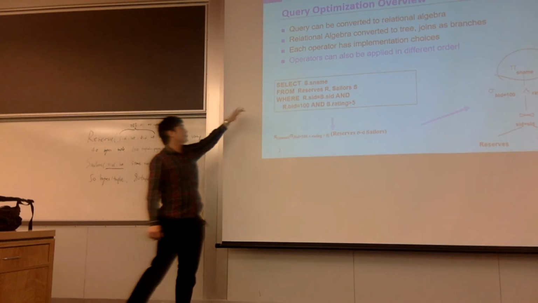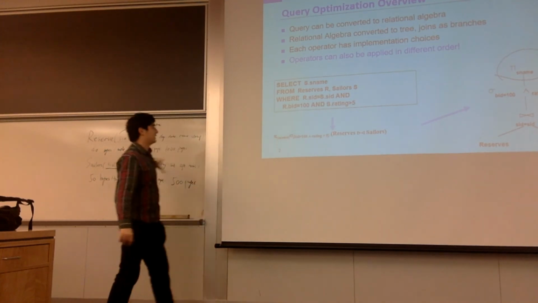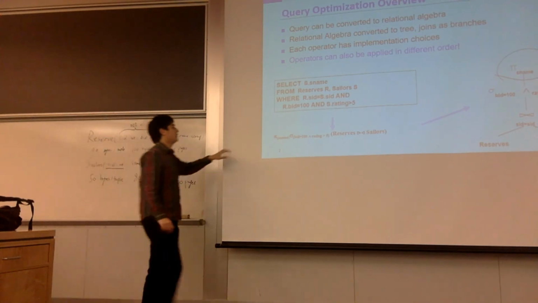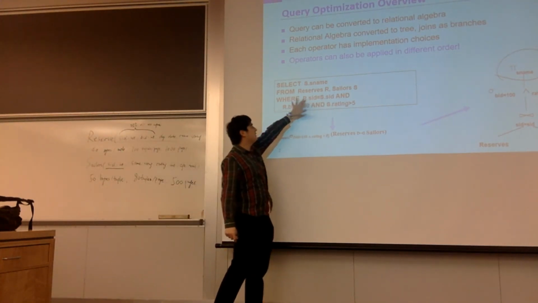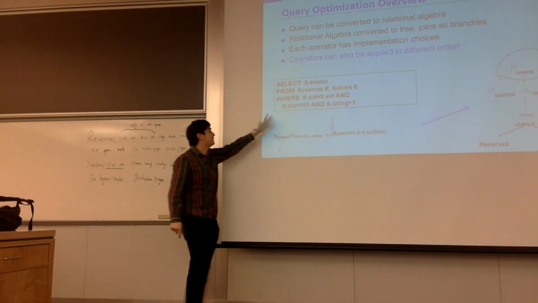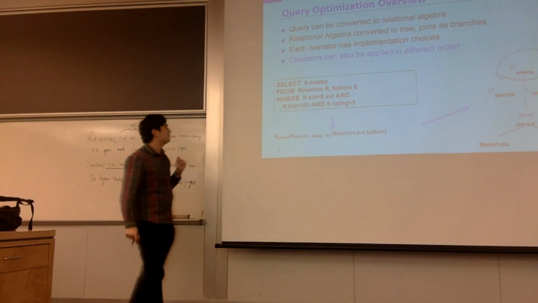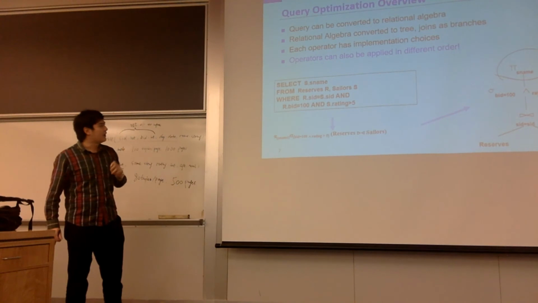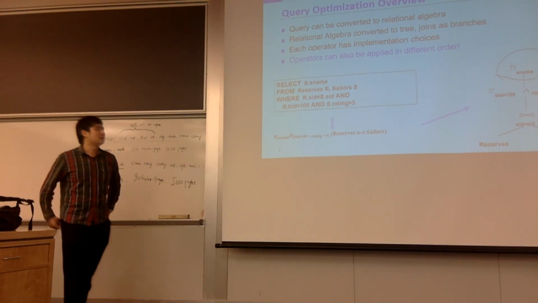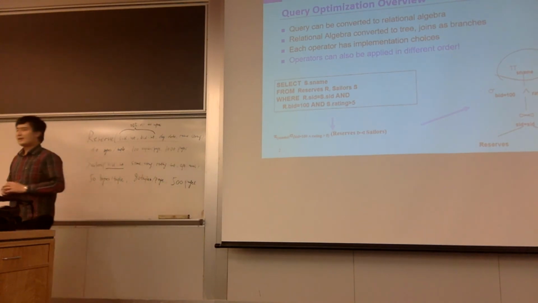You join the reserves table and the sailors table of the same schema here, joined on the SID attribute, and you apply two additional filters. You have a filter that finds all the boat ID 100, and you try to find all the sailors with ratings greater than 5. Okay, that's the join query.